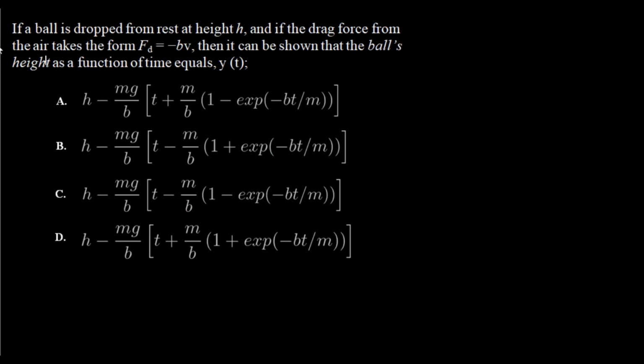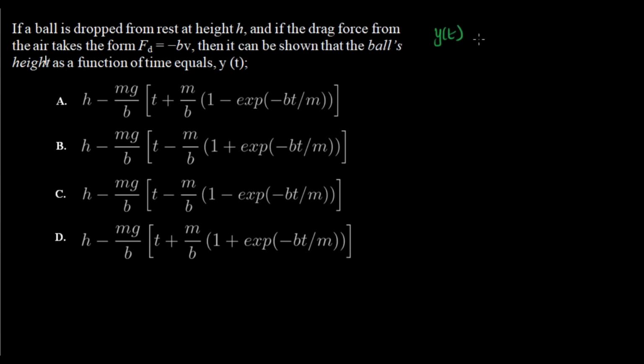So let's go to the next question. The question goes like this. If a ball is dropped from rest at a height h, and the drag force from the air takes the form Fd equal to minus Bv, then it can be shown that the ball's height as a function of time equals... So what you have to find is y of t.